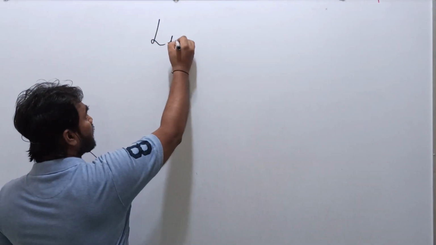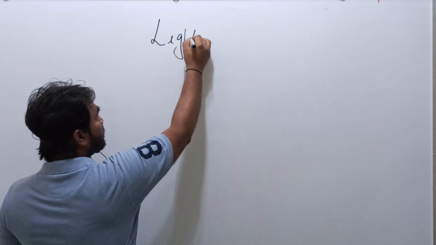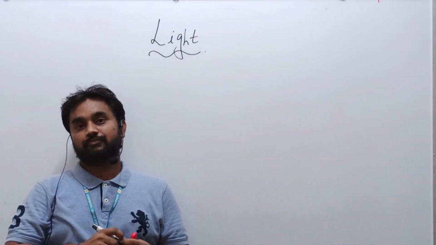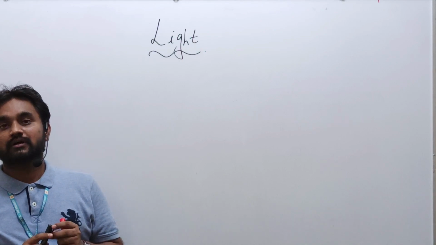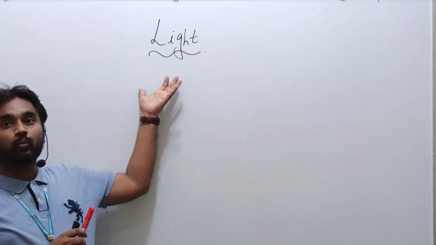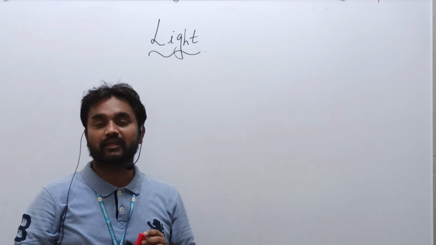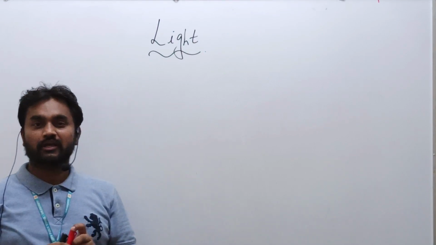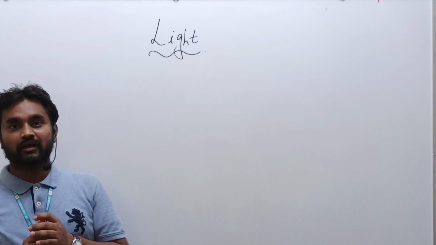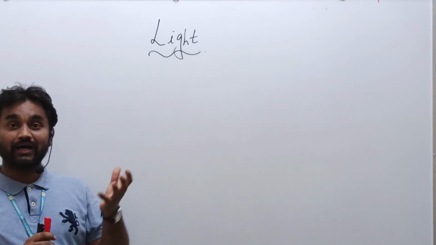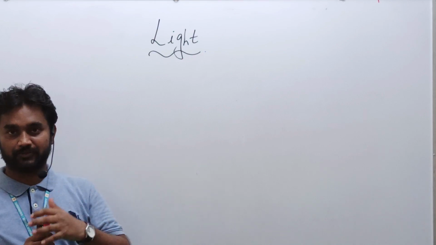The chapter is the light chapter. In the first class we have read about what is light. As you all know, you have already read in your lower classes, it might be in 7th or 8th, light is a form of energy. Light is a form of energy.